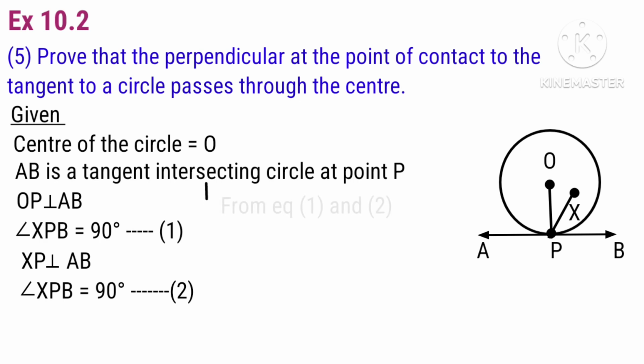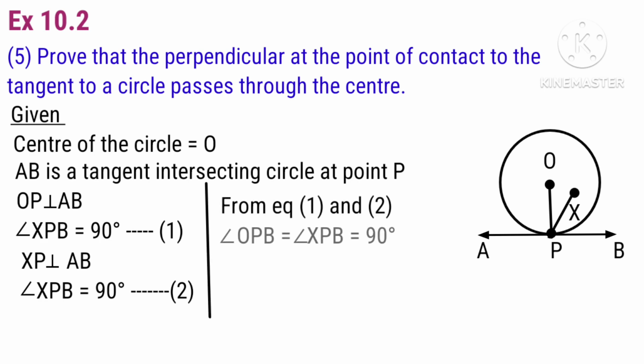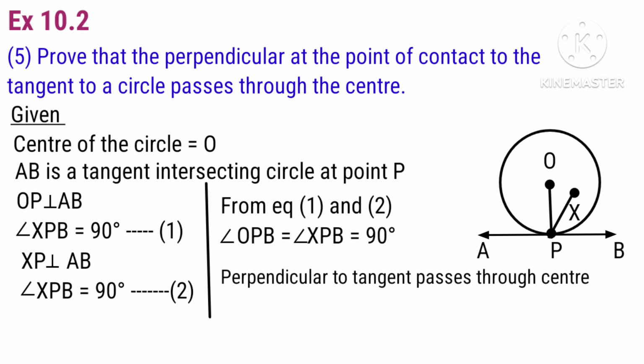So now from equation 1 and equation 2 we can write angle OPB is equal to angle XPB is equal to 90 degrees. This is possible because line XP is passing through O. So thus the perpendicular to the tangent passes through the center.